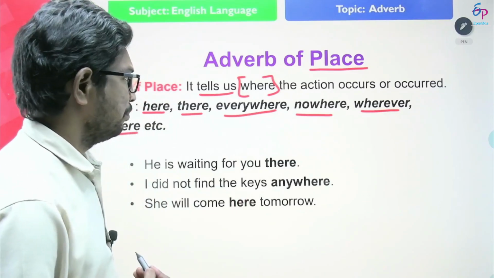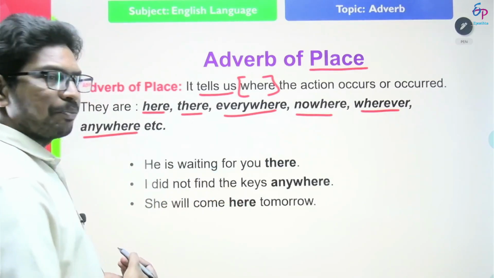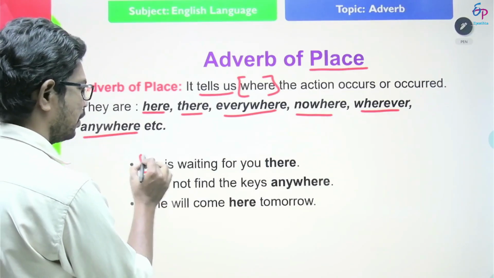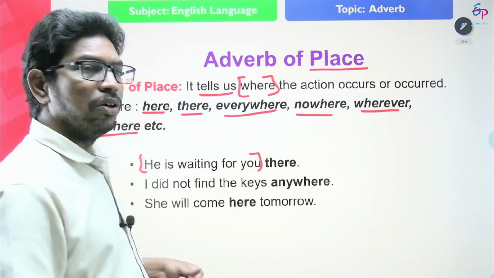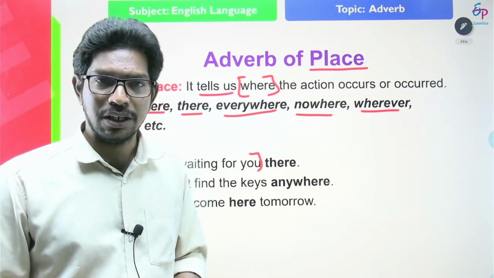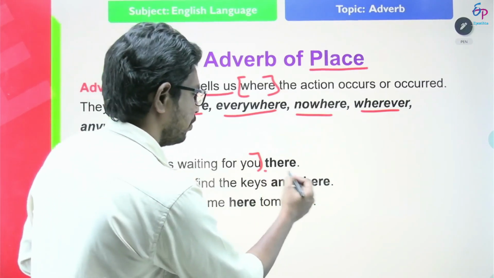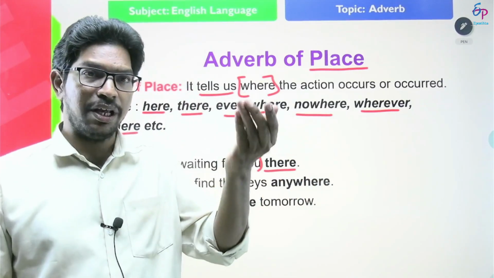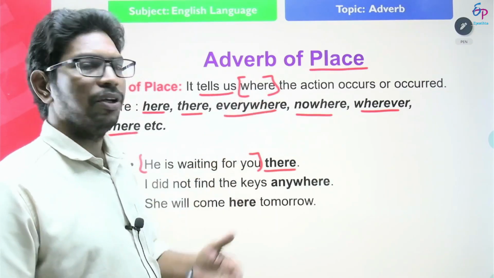Look at the example. He is waiting for you. This is a statement. The action is going on. He is waiting for you. I want to tell you the place where the action occurs. Where is the action going on? There. He is waiting for you there. So the word there is indicating the place of the action. That is called adverb of place.